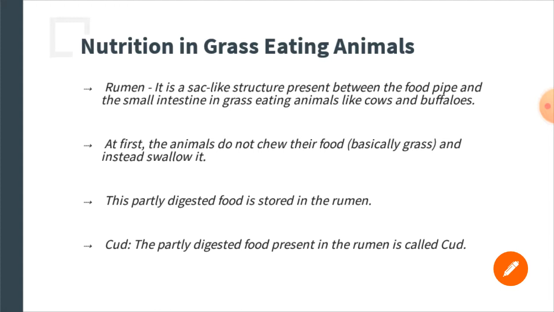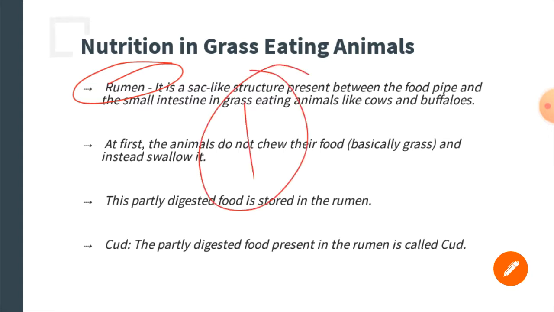In grass eating animals, what happens? We need to first know what is rumen. The grass eating animals have four stomachs. Yes, you have heard right. They have four stomachs. First one is rumen. Second one is reticulum, third one is omasum, and the fourth one is abomasum.